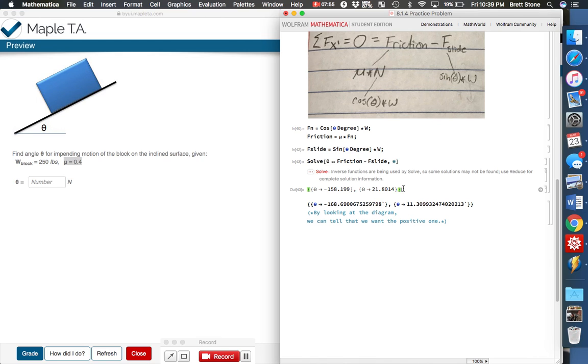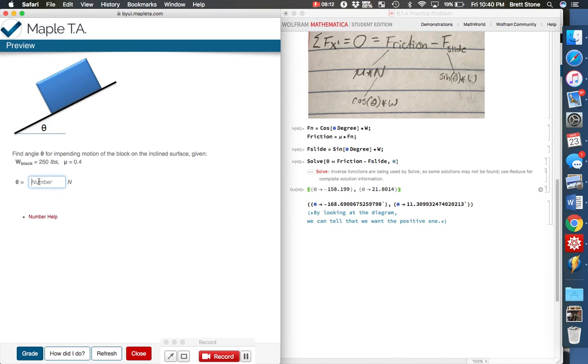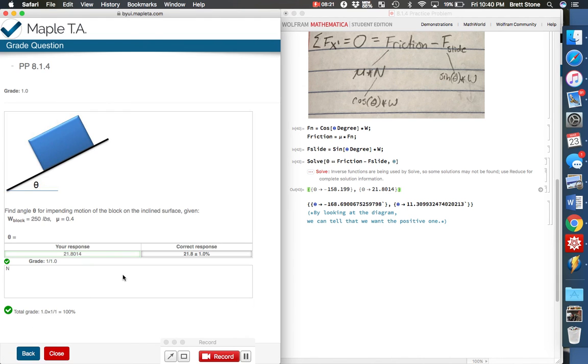Okay, look. It gives us two different answers for theta. It says theta could be negative 158, or it could be positive 21.8. Looking at our diagram, it's pretty easy to tell we want a positive angle, not a crazy negative angle. So we'll go with the 21. Let's type it in and see what we get. 21.8014. I'll type them all in because it's easy. And I'll hit grade, and voila, we got it. So that's how you do practice problem 8.1.4.